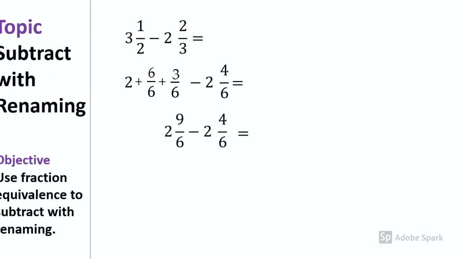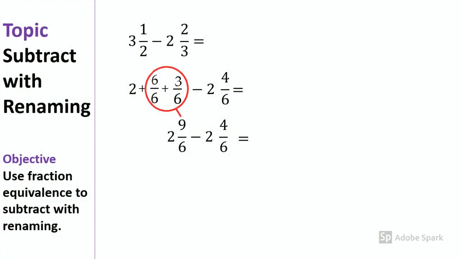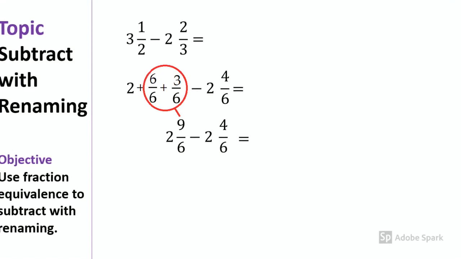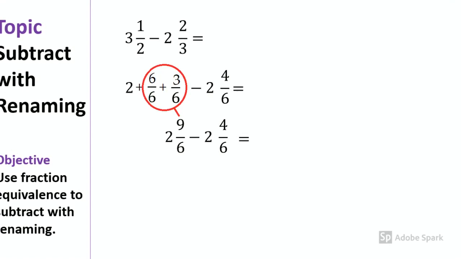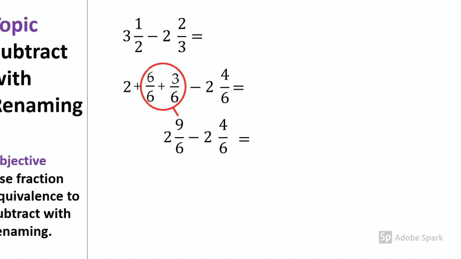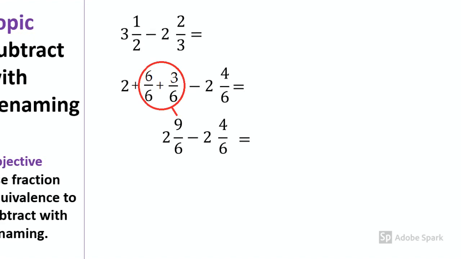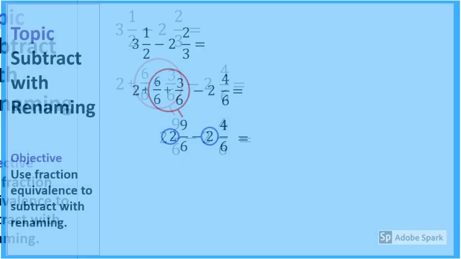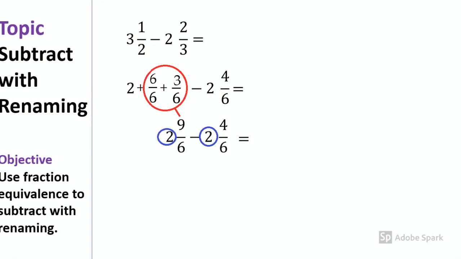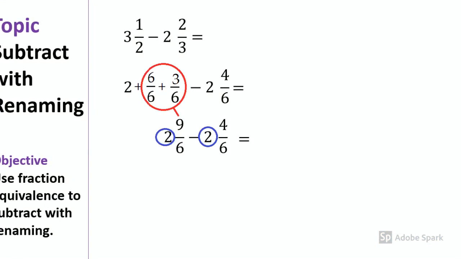Now, we're going to simplify the mixed number that we renamed. Just working on the numerator, since the denominators are the same, we're just going to add the numerators. 6 plus 3 is equal to 9. So, the simplified form of the renamed number is 2 and 9/6. Now, we can subtract easily since the denominators of the renamed numbers are the same.